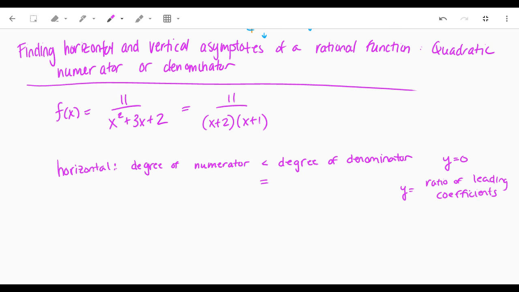Okay, if the degree of the numerator is greater than the degree of the denominator, then there is no horizontal asymptote. Okay, so we already saw the first two. Again, the degree of the numerator is less than the degree of the denominator when we did constant over linear. They were equal when we did linear over linear. Okay, and vertical is still what makes the denominator 0.